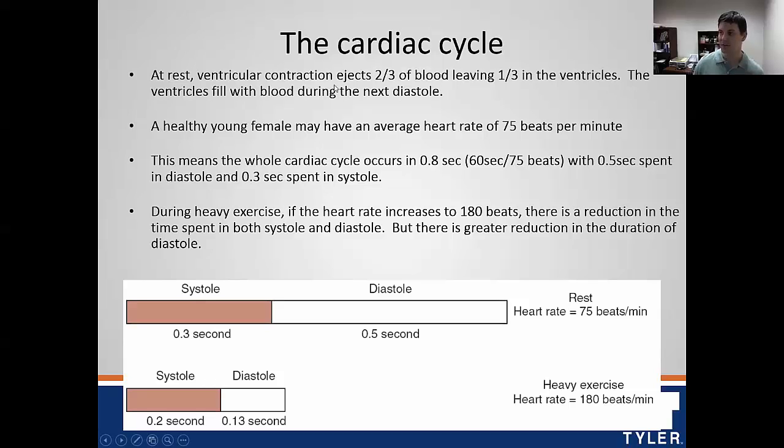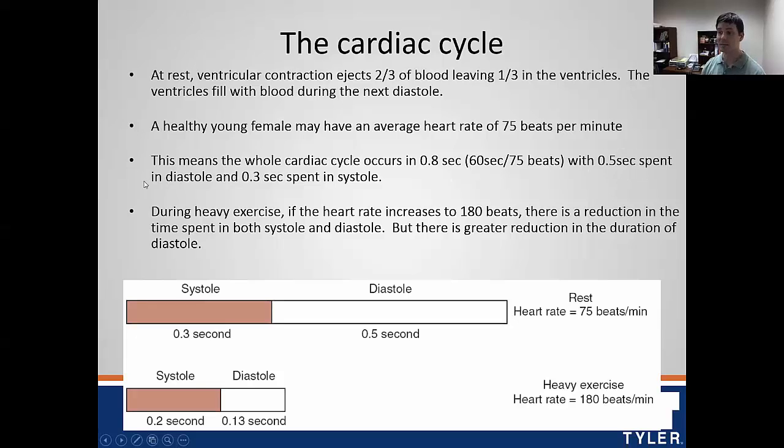The ventricles fill with blood and then contract again. So for example, here's what the cardiac cycle looks like as far as diastole and systole. Again, diastole and systole, when used alone here, specifically refer to the ventricles relaxing and contracting. Right? So if we have an average heart rate of about 75 beats per minute, which is normal for a young, healthy male or female, the whole cardiac cycle then takes less than a second, right? 60 seconds divided by 75 beats per minute gives us about 0.8 of a second.